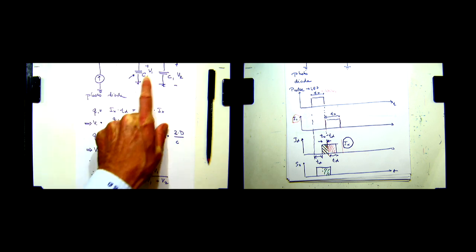We measure V1. We use two voltmeters. We measure V1. We measure V2. And then we make this calculation. Yeah. That's most likely how I've seen it. We built such a camera in my lab, and that's how we did it. Okay.